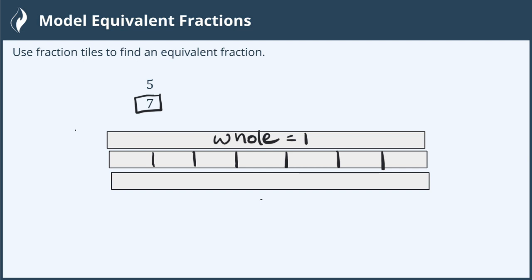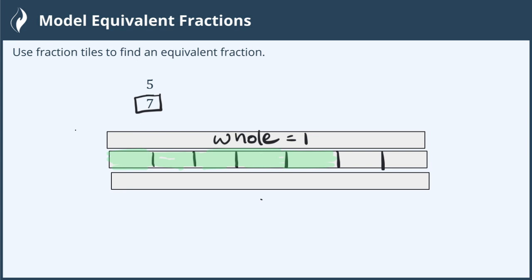If I want to represent our 5/7, that is 1, 2, 3, 4, 5 out of the 7 tiles that are shaded for our whole that has been divided into 7 equal sections. We want to find an equivalent fraction for the 5/7.